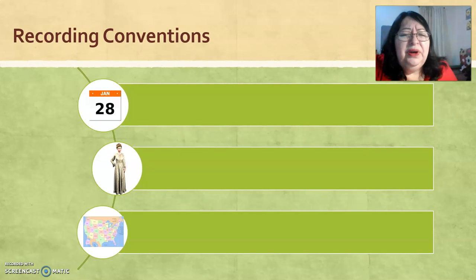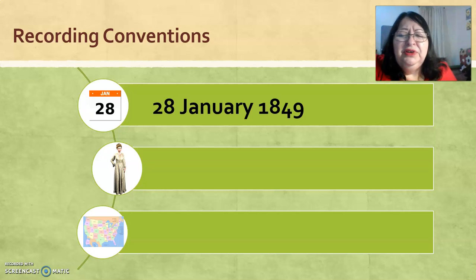And just some recording conventions. Make sure that when you write the date, you put like the 28th of January of 1849. And you can put JAN for January, but you make sure that you put it between the numbers. You put the day, the month, and the year. And make sure with the year that you actually use the 4 digits. Do not say just 49. You want to say 1849.